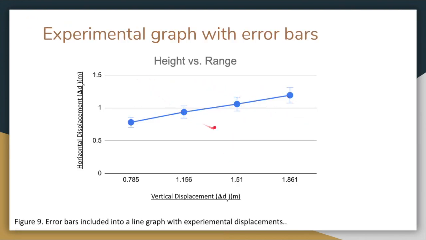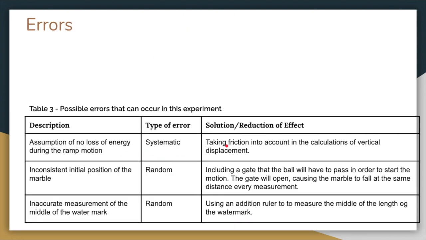So this is the percentage of errors that we could have gotten, and we calculated this. And these are some more errors, including not taking friction into account, incorrectly dropping the marble, and incorrectly measuring the watermark.